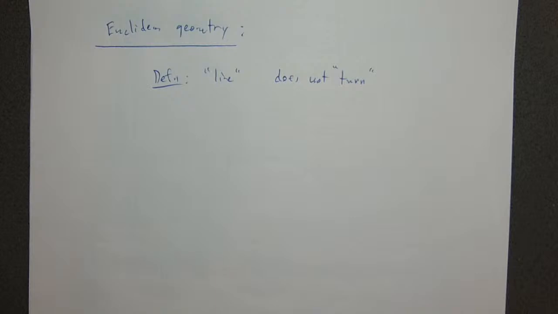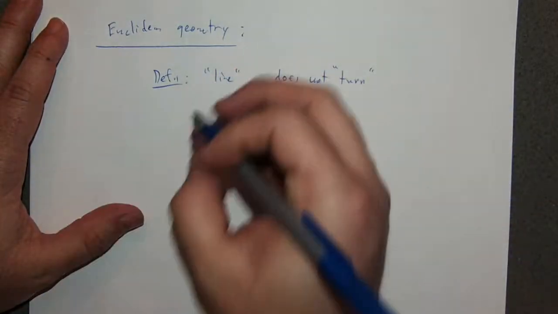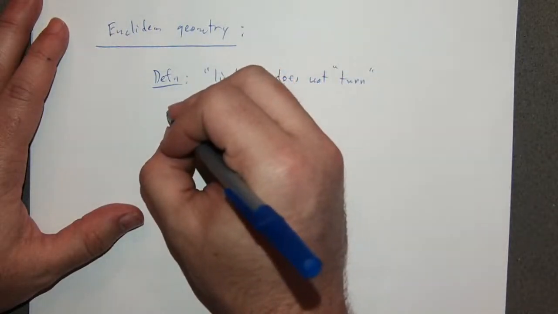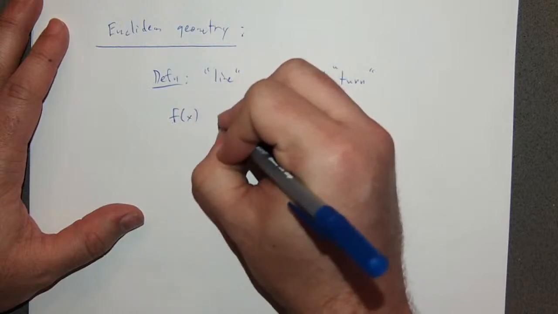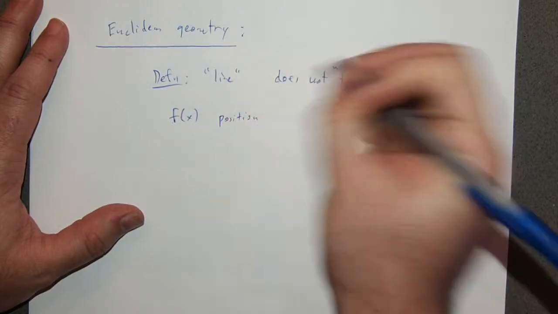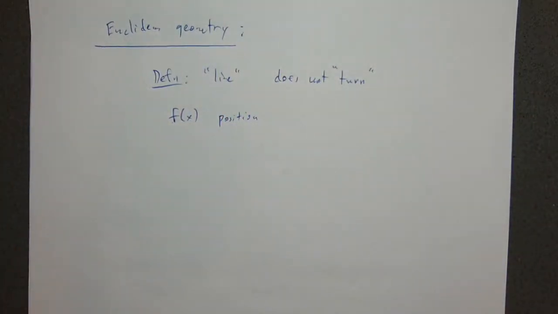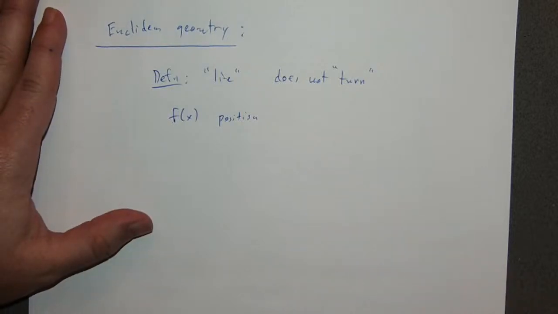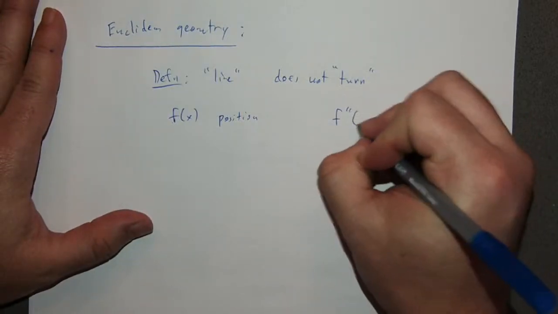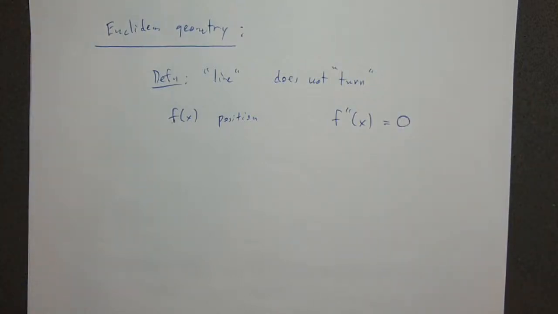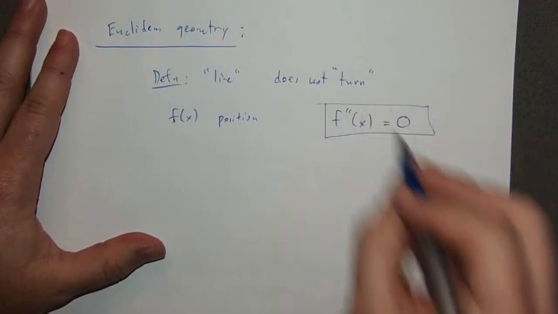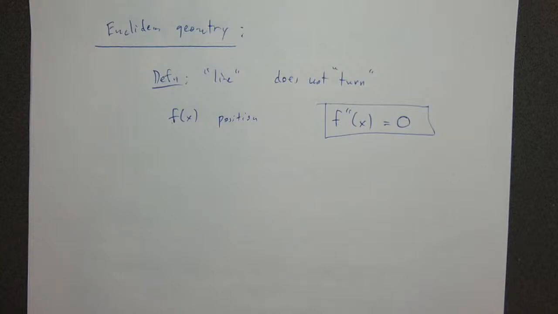It doesn't turn. What does that mean? So if I have a function, say f of x, that describes position, and it doesn't turn, what does this mean? It means that its second derivative is 0. Think about that from a physical point of view for a second. Its second derivative is 0.